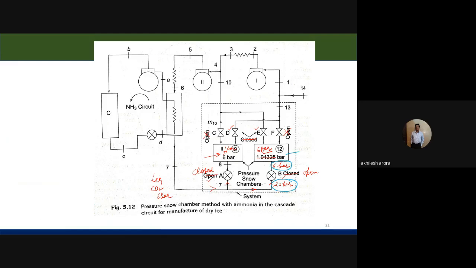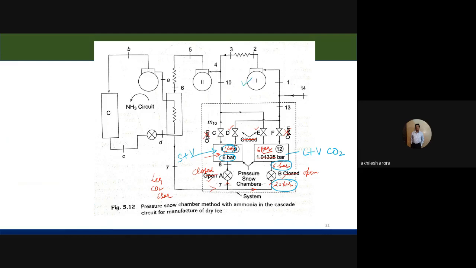So now we have the liquid plus vapor here of CO2, whereas in this snow chamber, because the liquid was already stored here, now because its pressure is being changed from 6 bar to 1 bar, here we will get solid plus vapor. And what will happen to the vapor? Let us see whether the vapor which is generated here goes to the compressor number 1 or not.